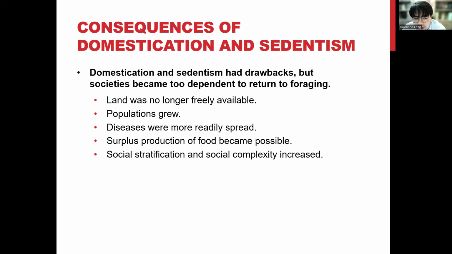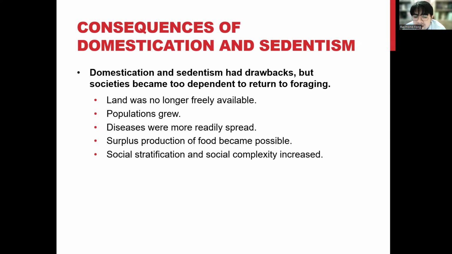Surplus production of food became possible, because a surplus of food just means more than you need. And because of domestication, obviously we had more food and we could store extra. Social stratification and social complexity increased. That basically means that societies started developing rules and different categories for people.